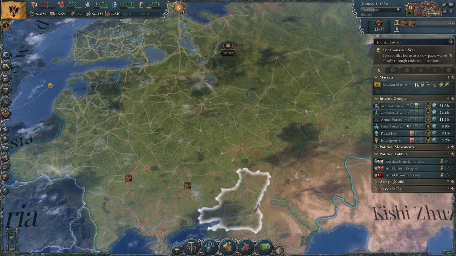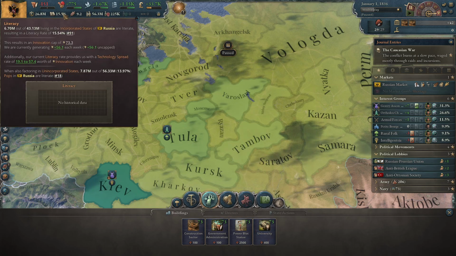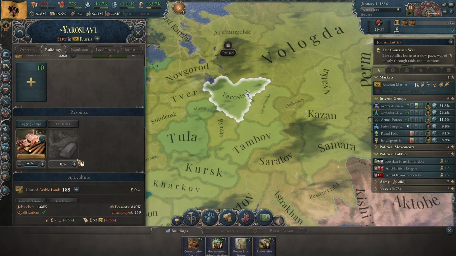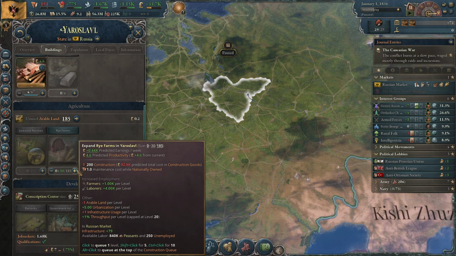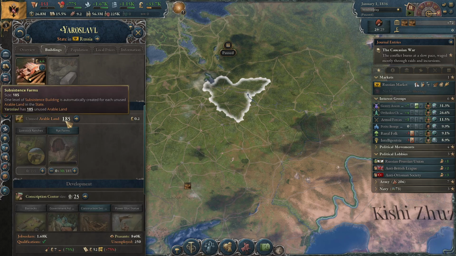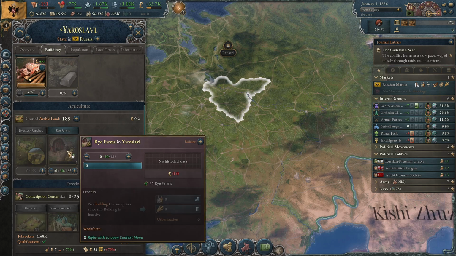And at some point you might branch off, you might start building universities to get innovation so you can do research faster till you hit your cap. Maybe you build past that for some extra tech spread. Maybe you go over here, you start building, say, 30 rye farms, because that will force peasants to become laborers and farmers. That will increase the economic activity, because subsistence farms are built from unused arable land. But now we're going to start using some of that arable land.